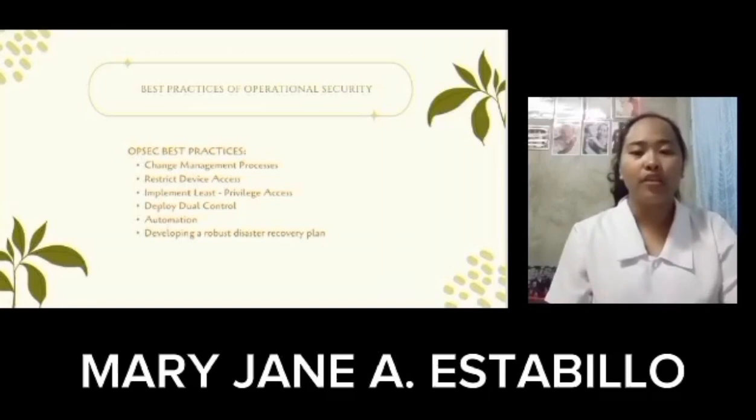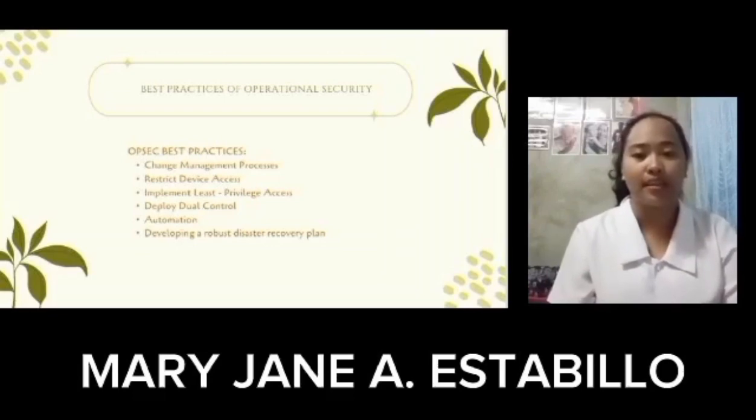Fifth, automation can help mitigate human errors in security, reducing the risk of data breaches and other security incidents. And lastly, developing a robust disaster recovery plan is crucial for effective information security, ensuring preparedness for potential disasters and implementing a comprehensive incident response strategy.